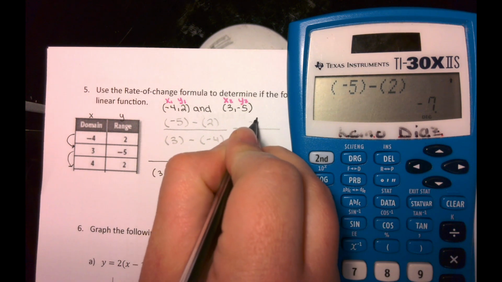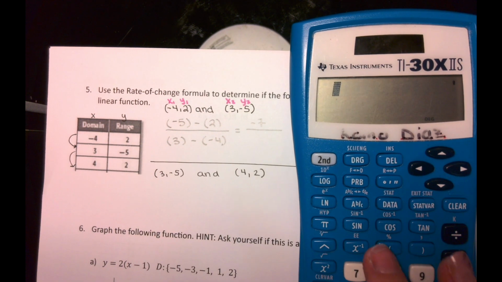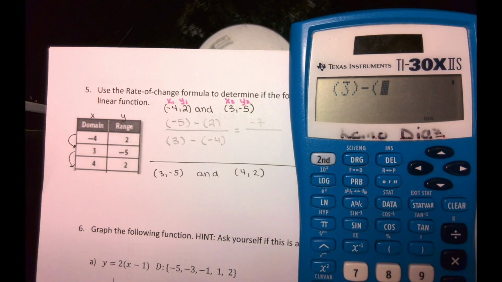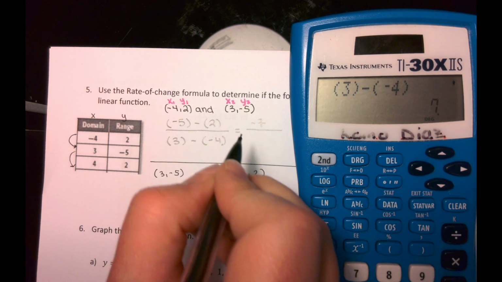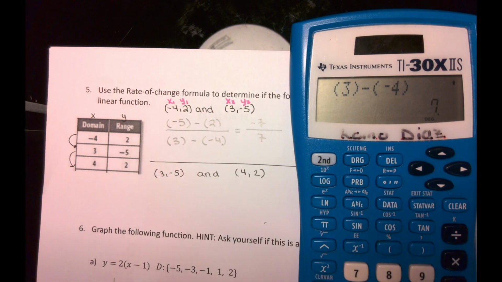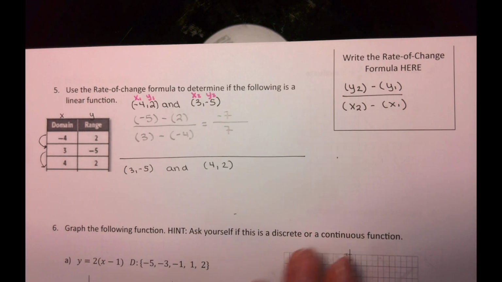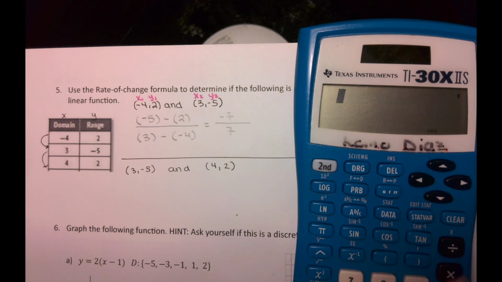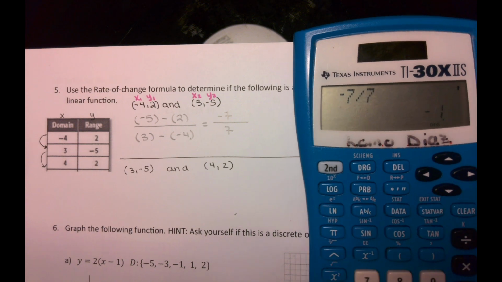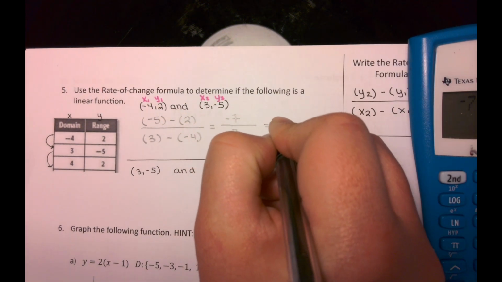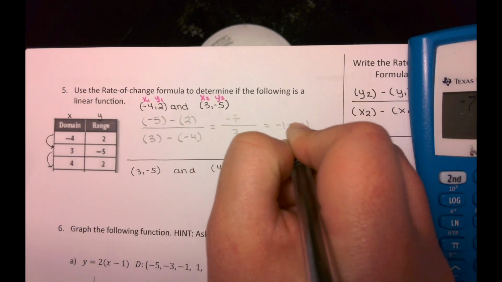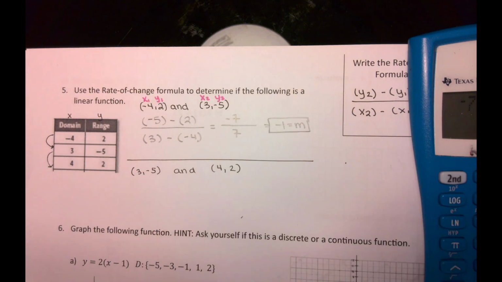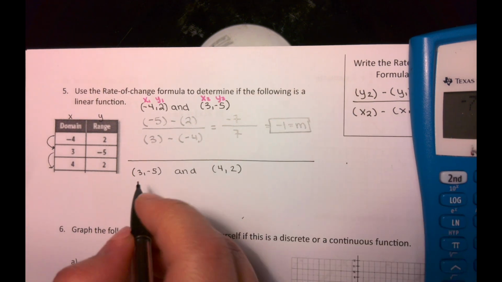So we have a negative 7 on top. And yes, parentheses are important. Please make sure that when you're typing this into the calculator, you have parentheses in it. All right, so we can simplify this more. Negative 7 divided by 7 is negative 1. So we have a rate of change, slope, m, as negative 1 for the rate of change between those 2 points. So let's do this again.